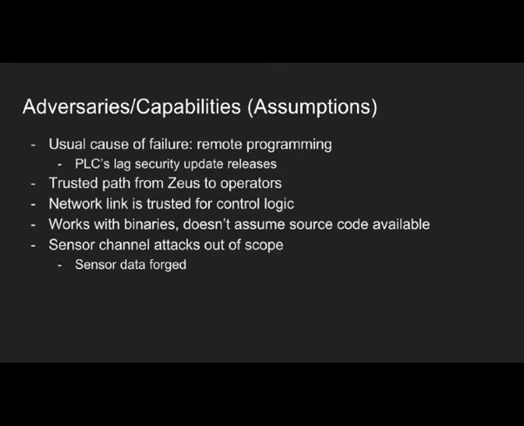So coming into this, there's also a lot of assumptions that they have to make in terms of adversaries and what kind of capabilities this will have. So the usual way that there's a cause of failure is remote programming, things like code injection. And the reason for this is because in the real world, there's a lot of lag in security updates. It could take days or even months for PLCs to get the latest security patches and things like that.